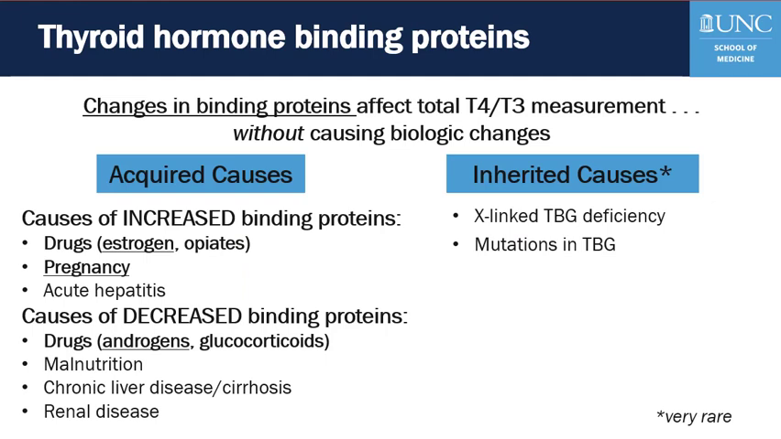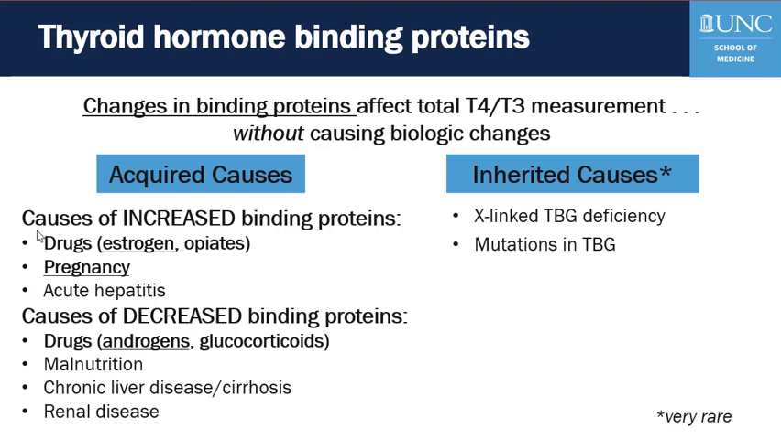action. So it's important to know something about thyroid binding proteins, specifically thyroid binding globulin, since it's the most prevalent. And that's because changes in these binding proteins will affect the measurement of T4 and T3 without actually causing any biologic changes in the person, meaning they wouldn't actually have a thyroid problem. And here are acquired and several inherited causes of binding protein abnormalities. Acquired are far more common.